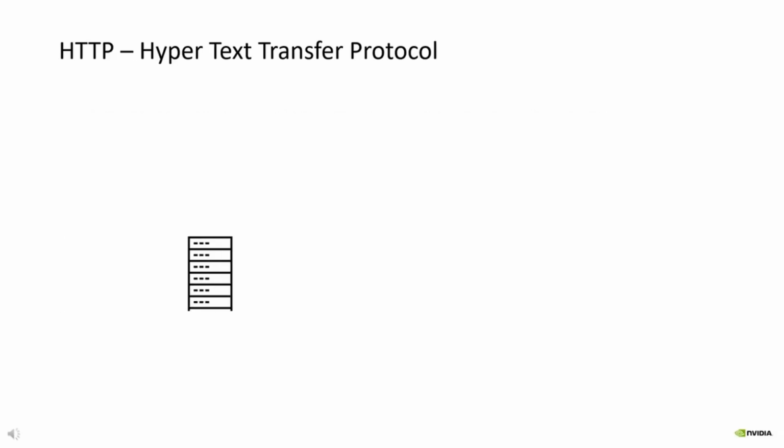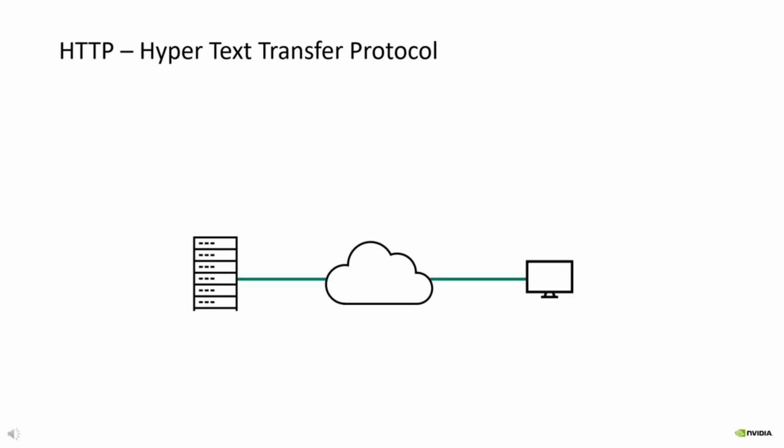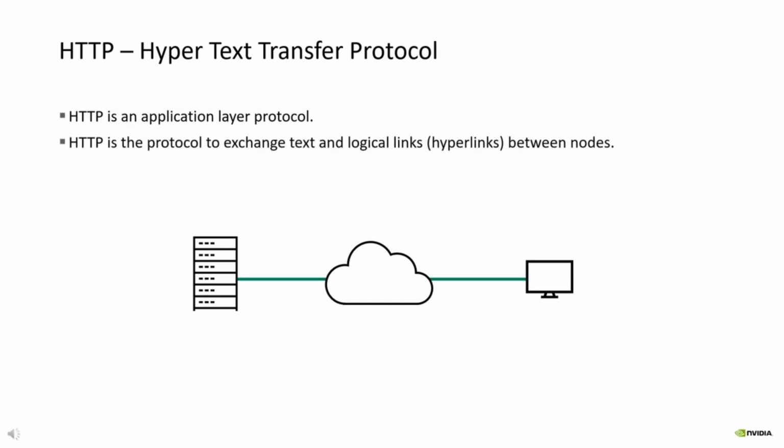We have previously used the example of a web browser asking for a web page from a web server. We already know that for the communication between the two to happen, both the web browser and server must implement the same application layer protocol. This protocol is called HTTP, Hypertext Transfer Protocol. HTTP allows exchanging text and hyperlinks. It also has a secure variant called HTTPS.